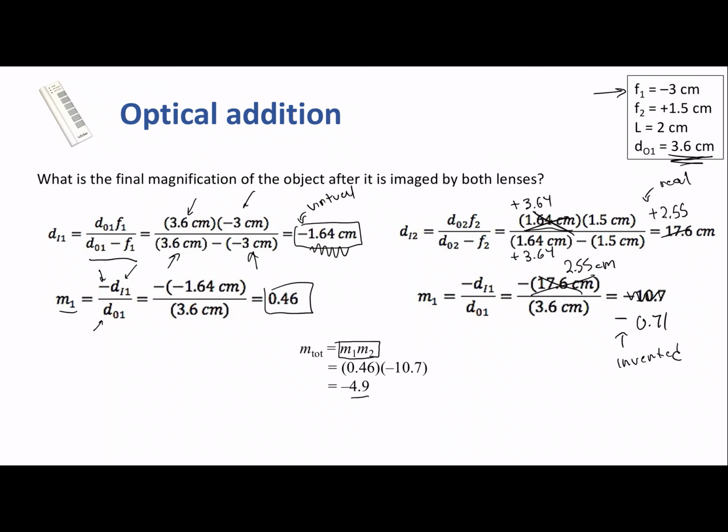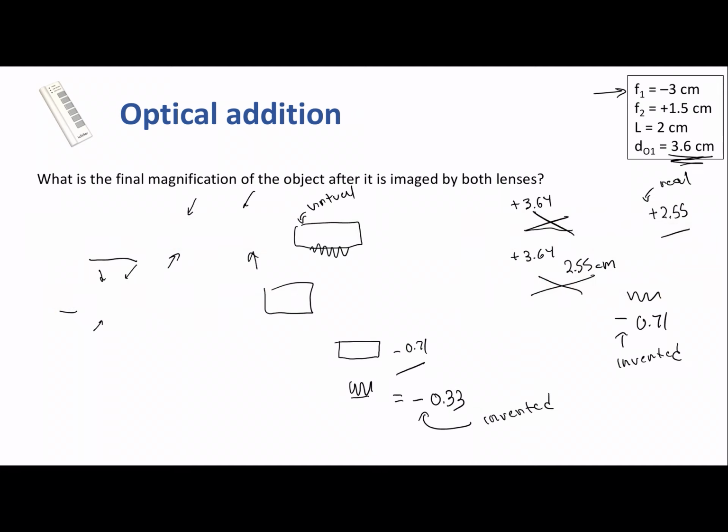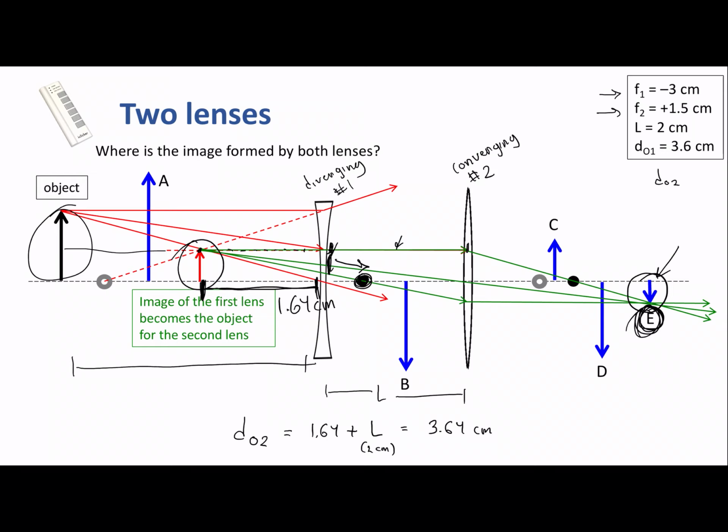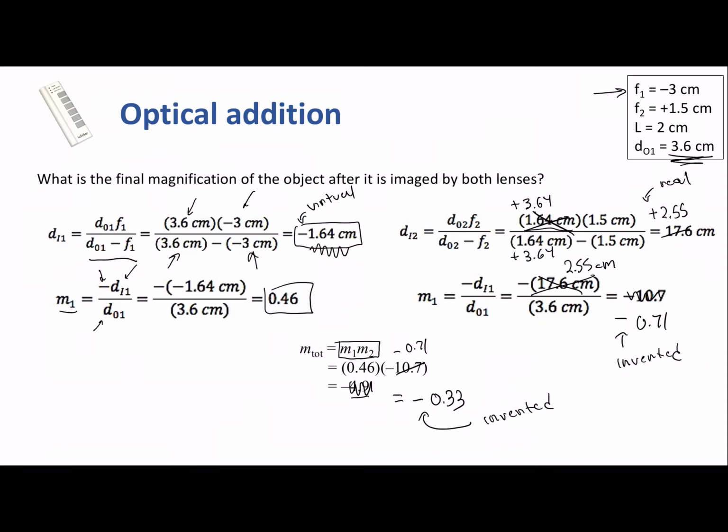So now I put these two together. Instead of 10.7 here, I have minus 0.71. And when I do that math, I come up with minus 0.33. This tells me that the final image compared to the initial object is inverted, and it's about a third of the size. So let me check that out. Certainly this is inverted compared to that, and roughly a third of the size. Okay, so far so good.